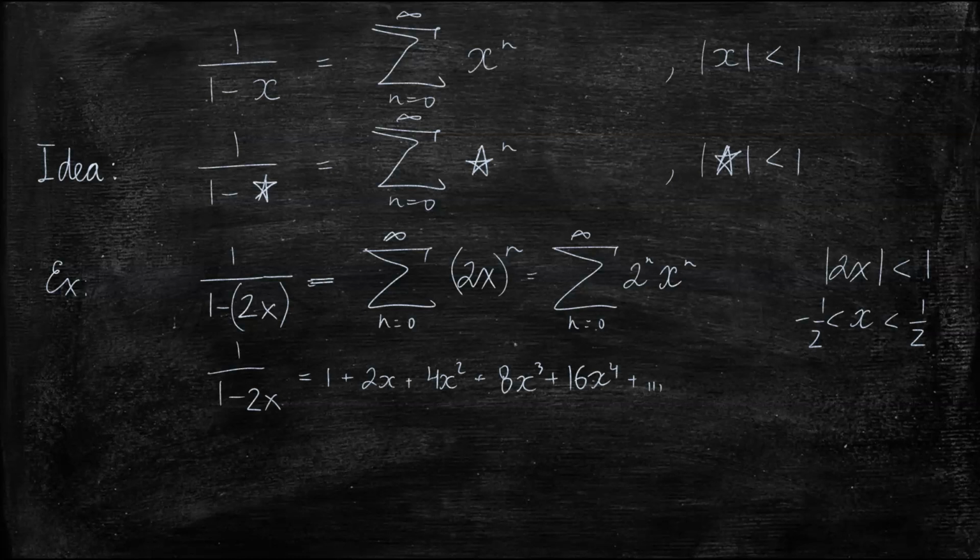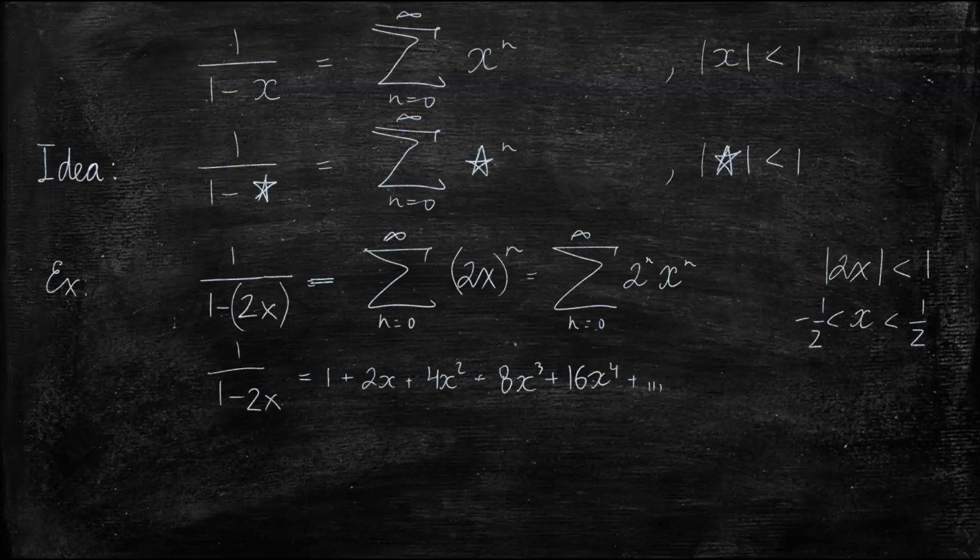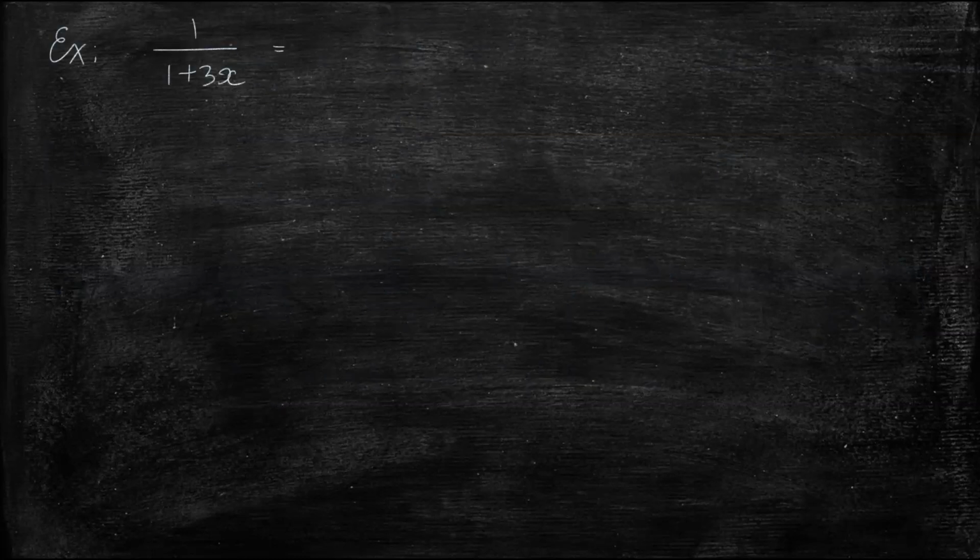So similarly, we can derive power series representations for many other functions. So let's do another example really quick. What should the star be set equal to in order for us to take advantage of this pattern and come up with the power series representation for this function? The correct answer is it should be set to negative 3x. So this is our alternating series.